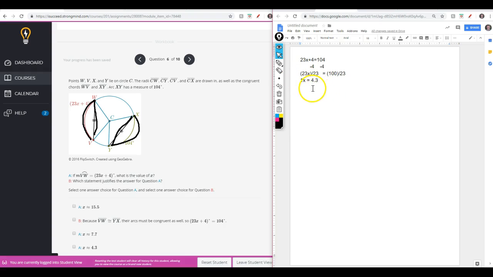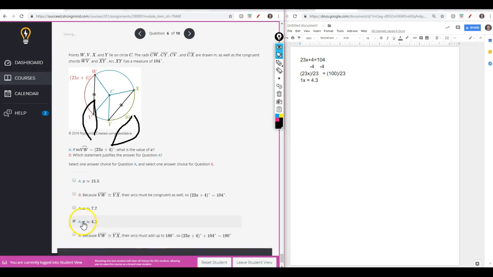Typically, in math, the 1 is not written, it is implied. So we have solved for x. Again, that 1 is implied, so we have x is about 4.3.